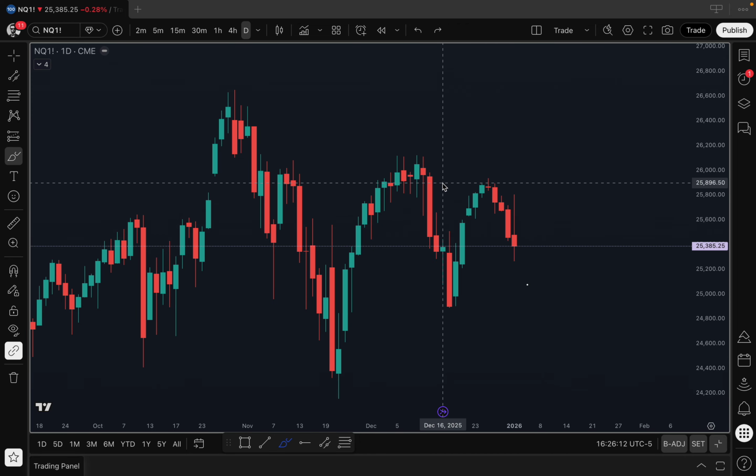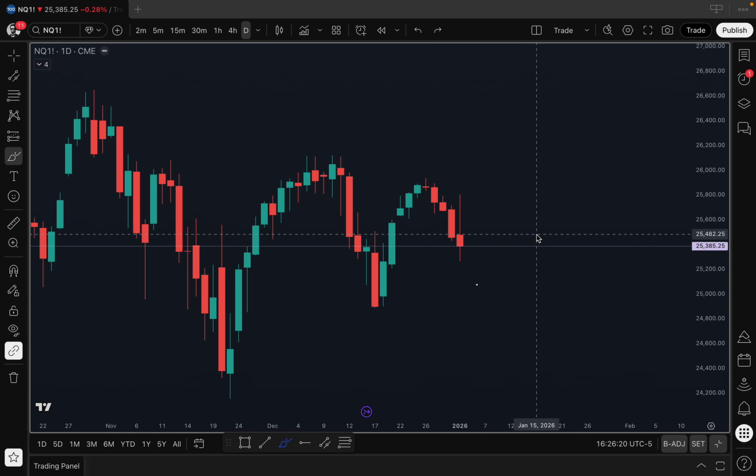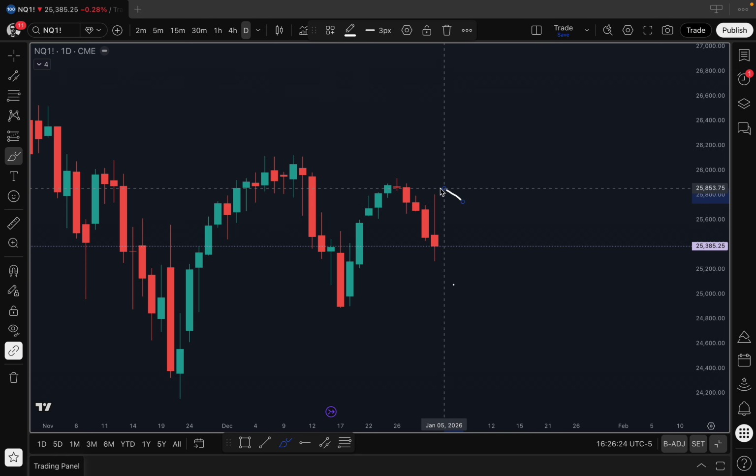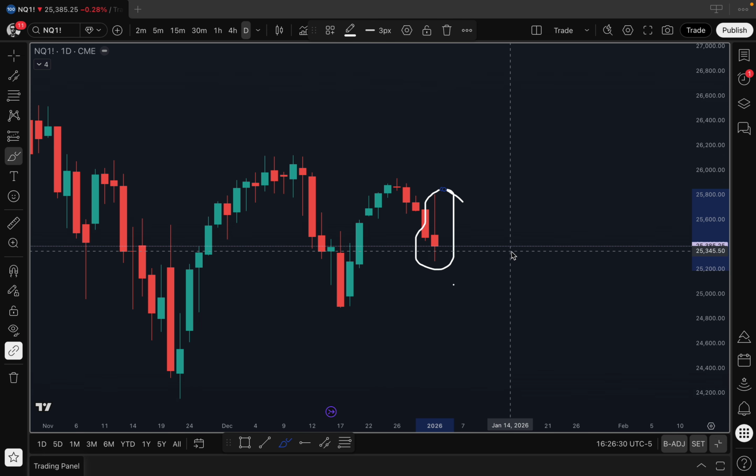So in my mind, I'm thinking this could be weakness in the market at the moment as it pertains to NQ on the daily. The other thing I want to explain to you here is that this candle that we recently had on Friday, Friday the 2nd, January 2nd, 2026.